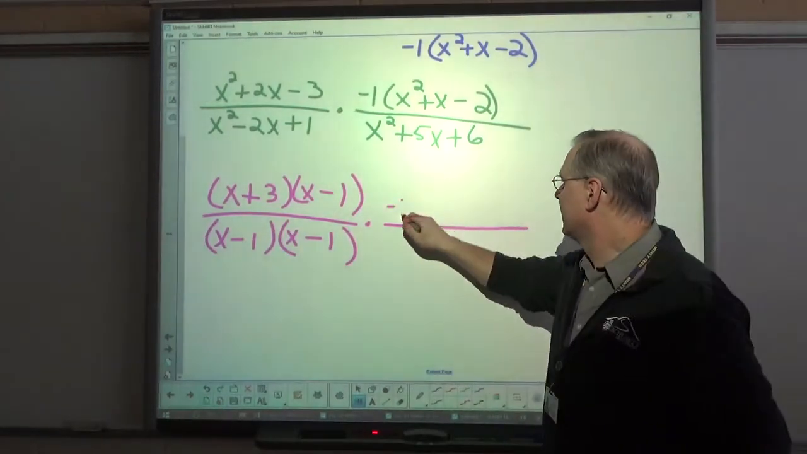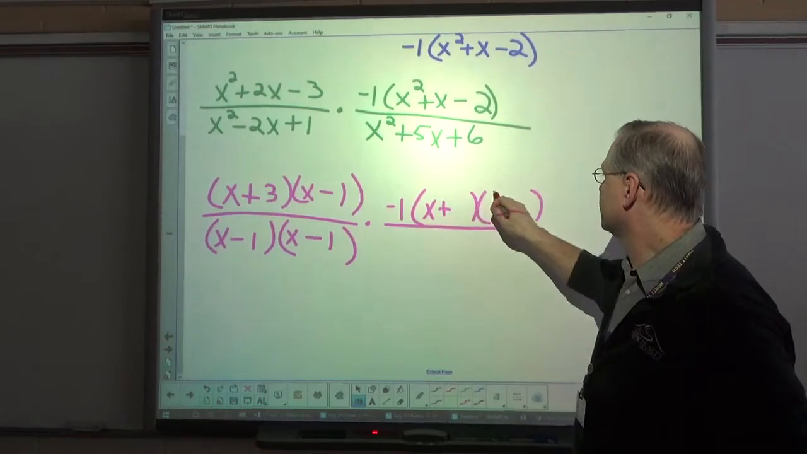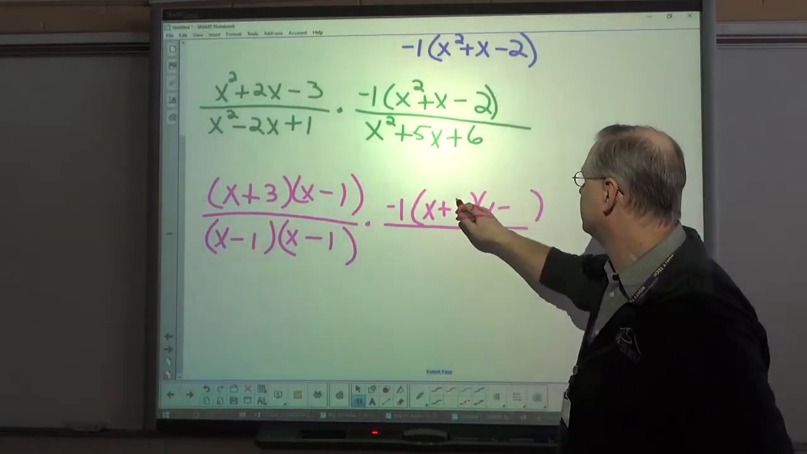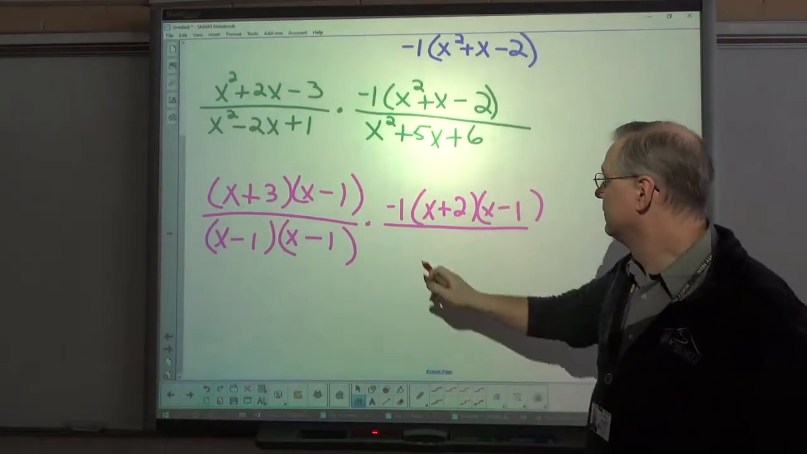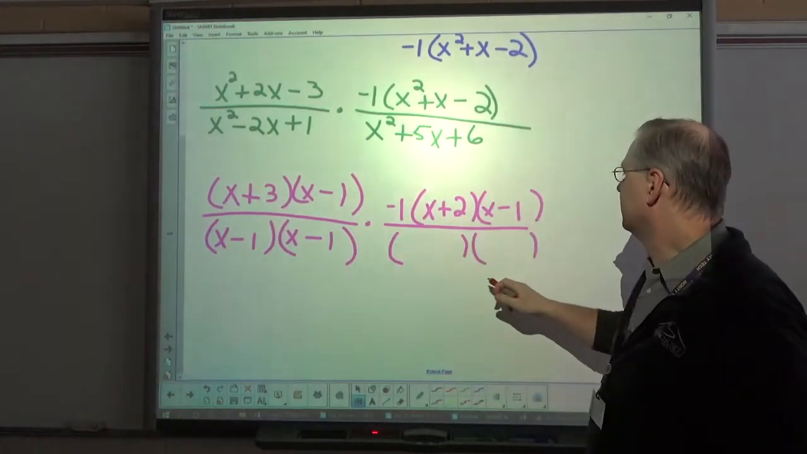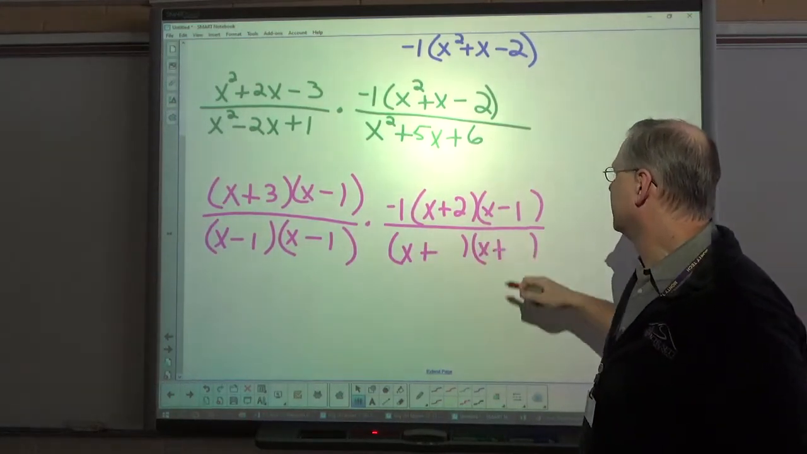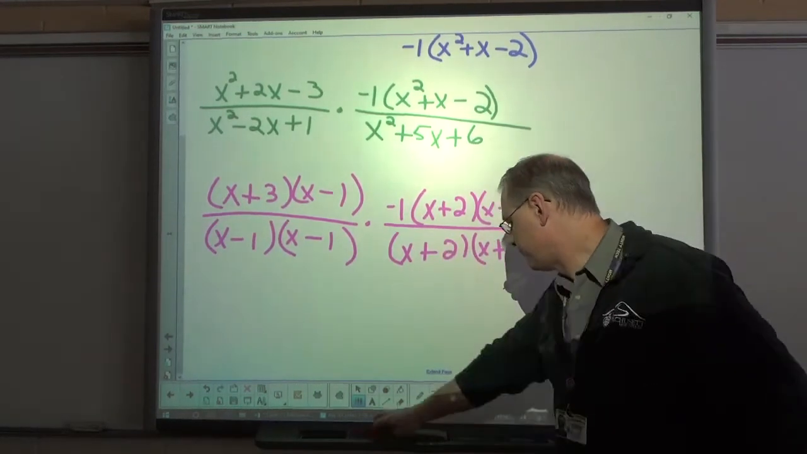Over here, I've got a negative 1 and then 2 parentheses. x plus, x minus multiplies to 2, differs by 1, 2 and 1. That gets me my positive 1 in the middle. And finally, x plus, 2 and 3. All right.